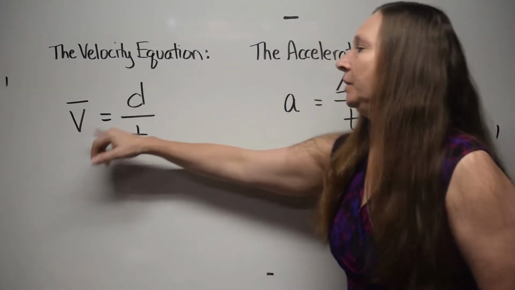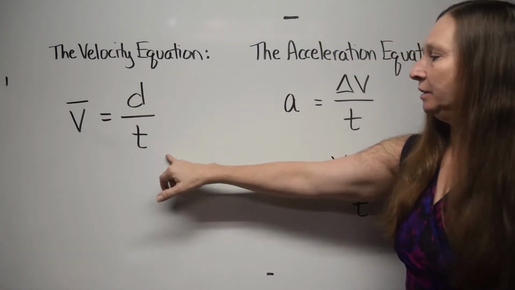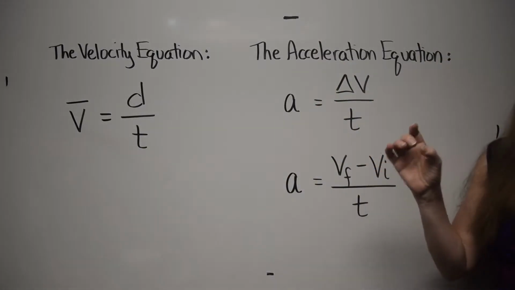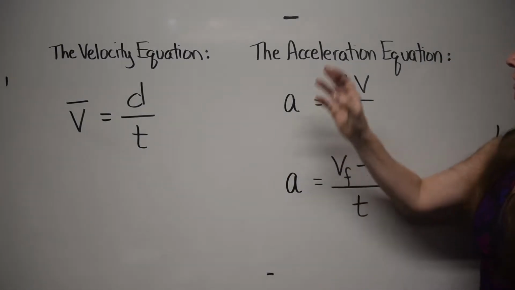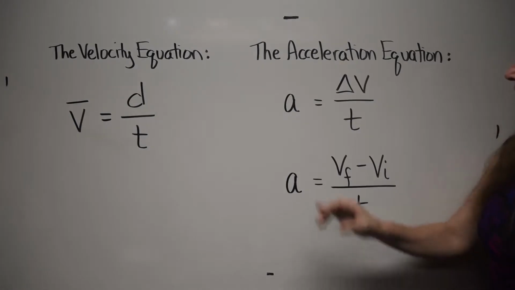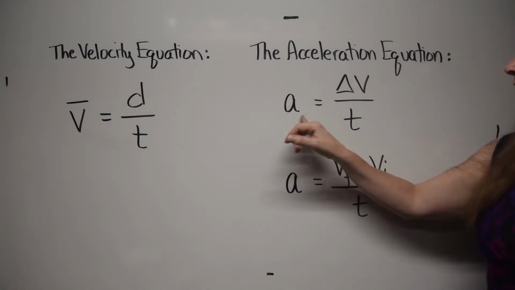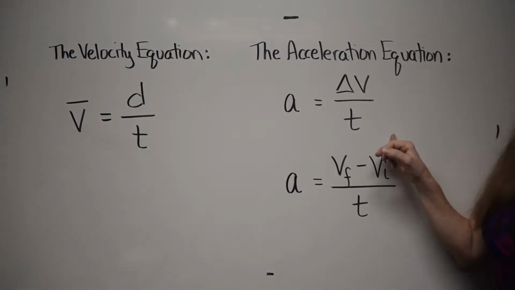Average velocity would be displacement divided by time. Now, the other equation that you need to know coming into this video is the acceleration equation. On the last page of the reference tables, it's written a equals delta v over t.